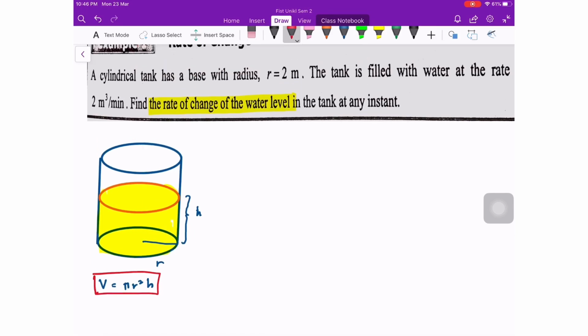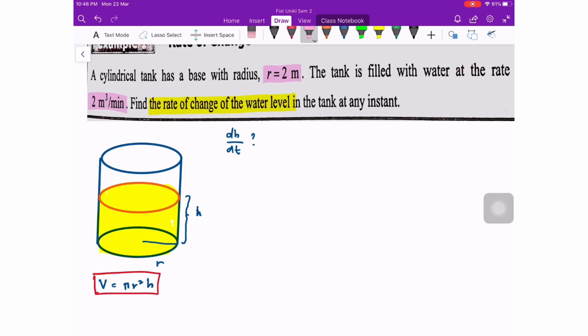Dan seterusnya dekat sini kita nak rate of change of the water level. So bermaksud kita nak melihat kadar perubahan sukatan air. Bermaksud kita nak kena tengok perubahan ketinggian level air di dalam tank tersebut. So bermaksud we are looking for dH over dt. Alright, kita nak tengok dH over dt. So sebelum kita menjawab soalan ni, kita keluarkan dulu information yang ada dalam soalan ni. Yang pertama sekali, kita ada radius which is r is equals to 2 meter, and it is also provided a volume, dV dt. dV dt dekat sini iaitu 2 meter cube per minute.